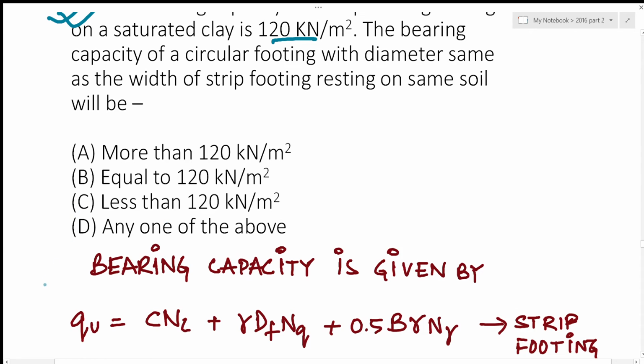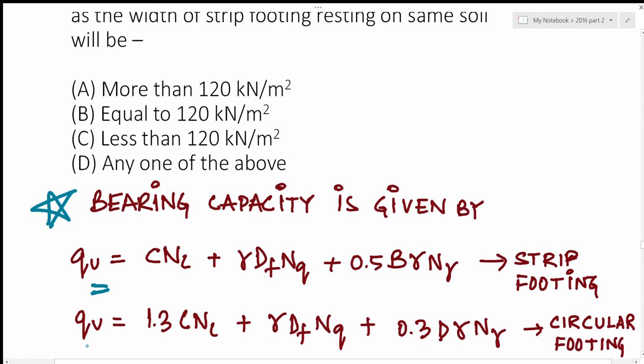Now the ultimate bearing capacity is given by c Nc plus gamma Df Nq plus 0.5 B gamma N gamma for strip footing, and for circular footing it is given by 1.3 c Nc plus gamma Df Nq plus 0.3 D gamma N gamma. Now B and D are equal, which is given in the question.